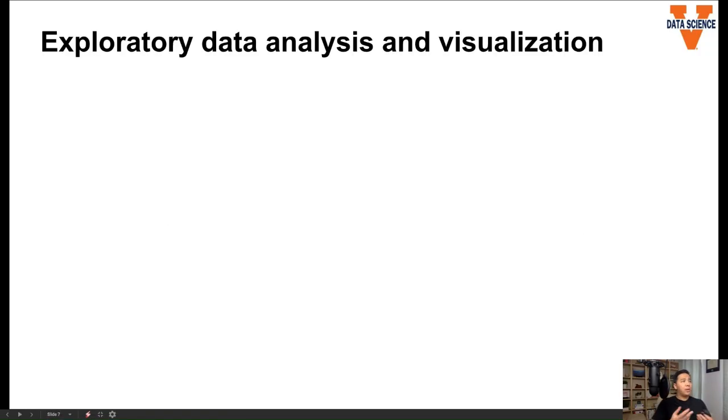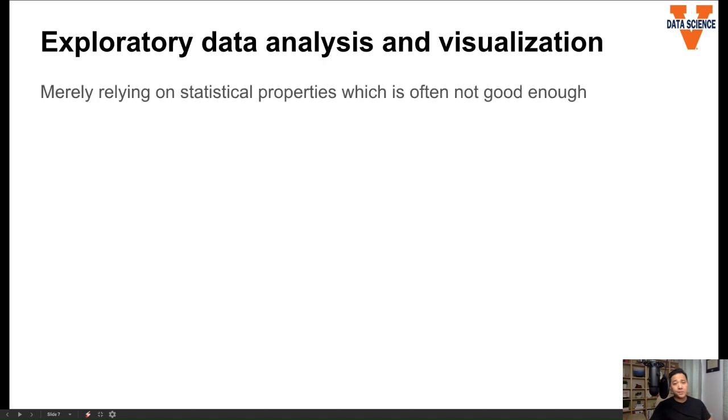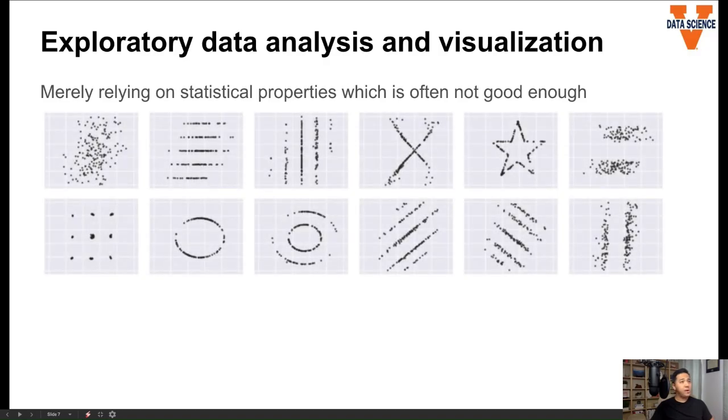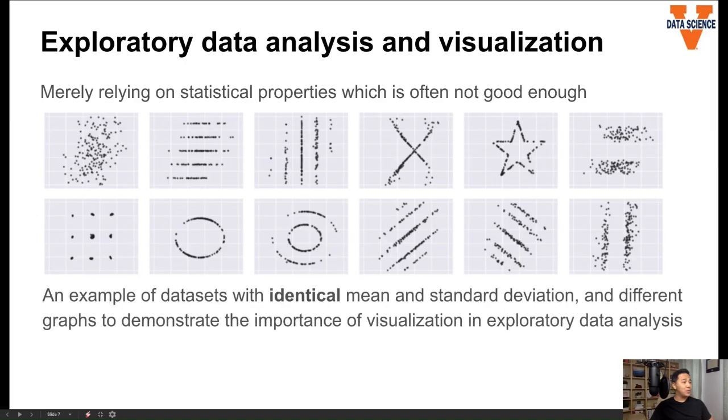So you can use exploratory data analysis and visualizations. I know you have a lot of skills on this, but sometimes relying merely on statistical analysis might not be good enough. An example I show you here is different graphs plotting the data. These data sets, even though the shapes look very different after you visualize them, actually have the same means and standard deviation. So this demonstrates the importance of visualization during the exploratory process of data analysis.